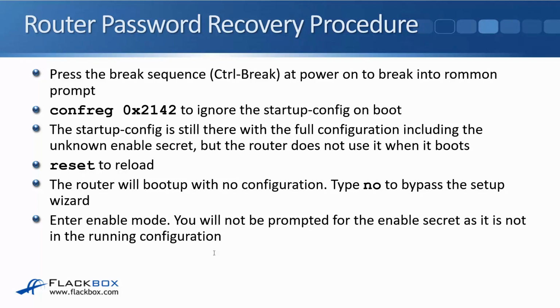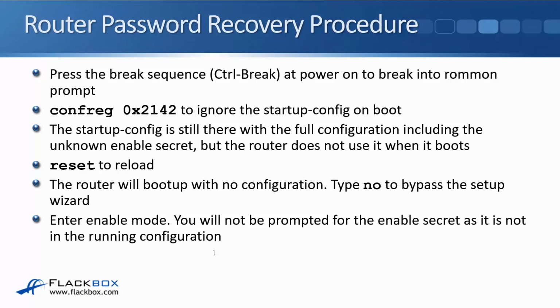And also the enable secret is still there, which you don't know, but the router is not going to use that startup config when it boots up, so you don't need to know what the enable secret is. You then enter reset at the ROMMON prompt to boot the device. The router will boot up with no configuration, so it will enter the setup wizard. You then type no to bypass that. You then enter enable mode with the enable command.